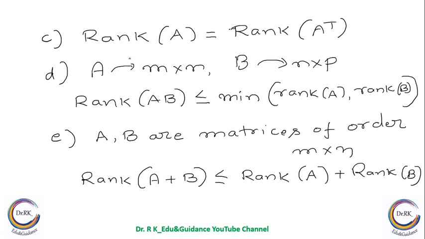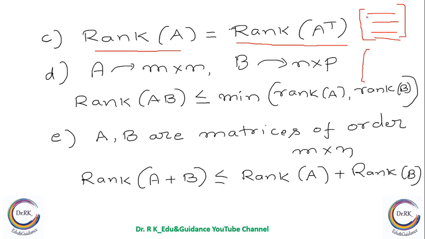Another property is rank of A equals rank of A transpose. We know A transpose, right? What is meant by A transpose? Suppose we had a matrix with row 1, row 2, row 3, row 4. If we change rows into columns, so the first row becomes the first column, the second row becomes the second column, the third row becomes the third column, that is called A transpose. So rank of A equals rank of A transpose. Why is it so? If we go for the basic definition, we took the help of determinants, and we know the determinant of A is equal to the determinant of A transpose.